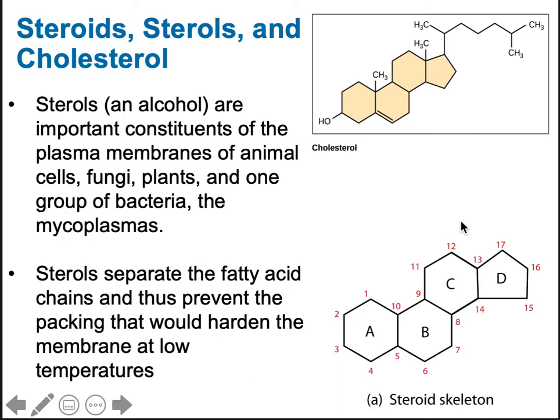I think that's all I wanted to mention. So sterols are an alcohol because they have the functional group hydroxy, OH. The OH group. That's what makes it an alcohol, which you see right here. So cholesterol is a type of sterol, and there are other types as well, not shown here.